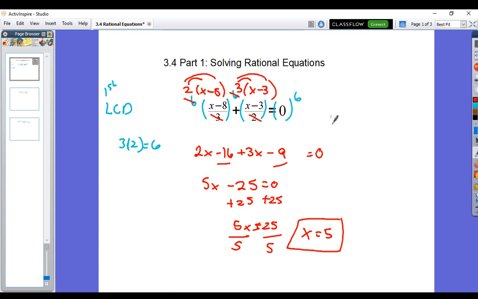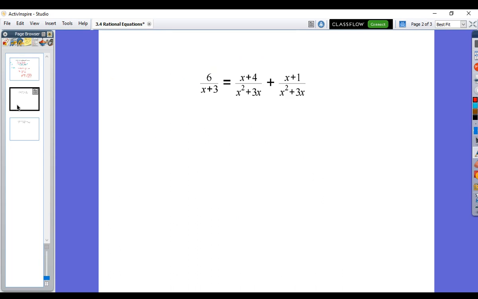Right? So this is the idea. Let's complicate it a little bit more. Let's make it a little bit harder now. So again, we look for the least common denominator. That's what we're looking for. Now to do so in this case, we need to factor. We're going to factor the denominators.